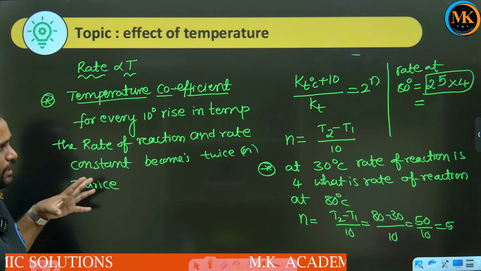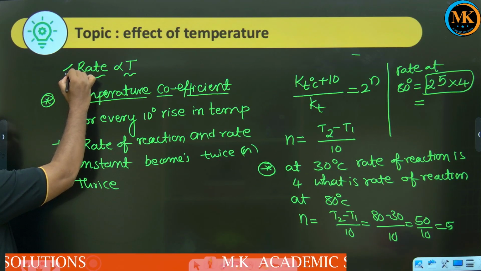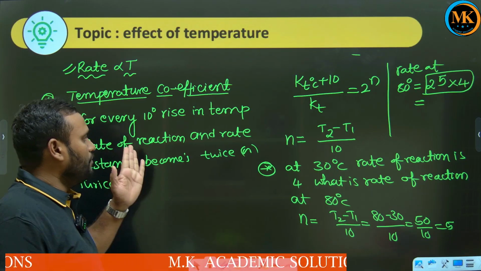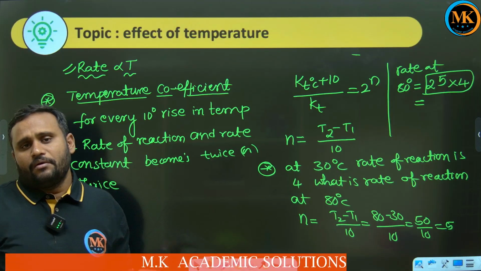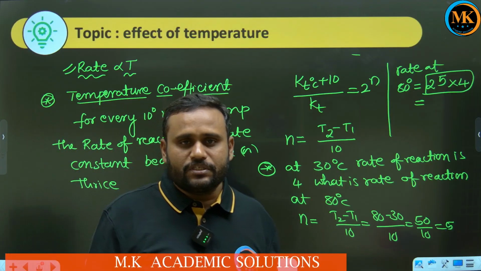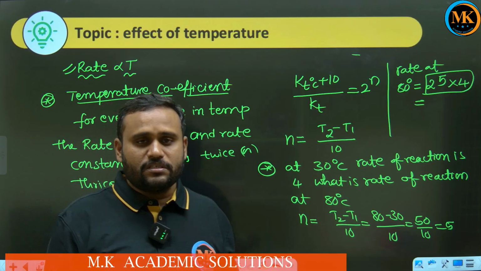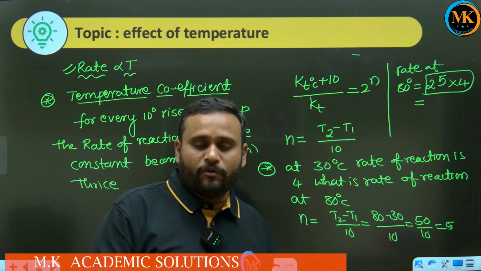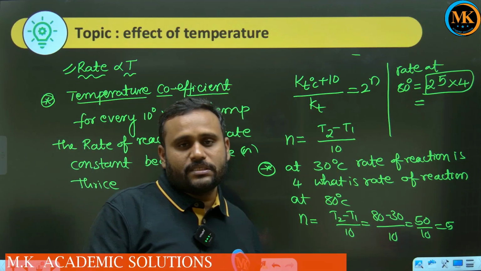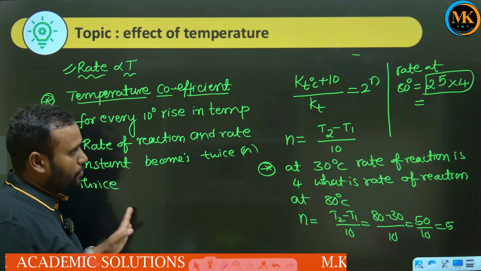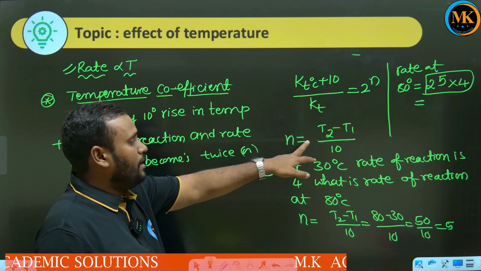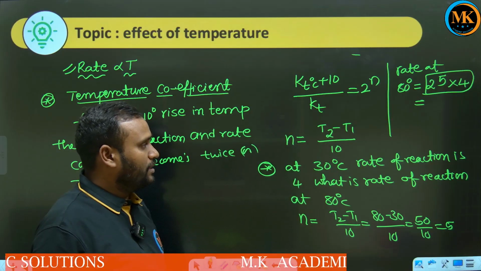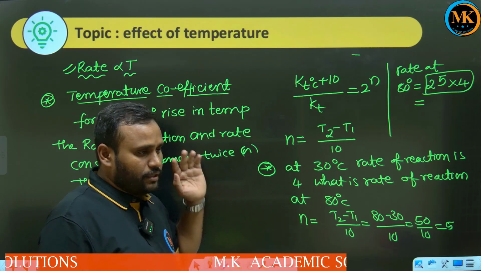So here what you need to remember, children: rate of reaction is directly proportional to temperature. And what is the temperature coefficient? For every 10 degree rise in temperature, rate of reaction and rate constant approximately become 2 to 3 times, twice or thrice. That is the temperature coefficient, the temperature coefficient formula, the n formula here, and one model problem to find out the rate of reaction at different temperatures.